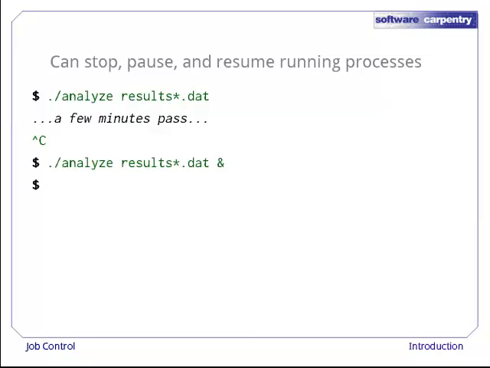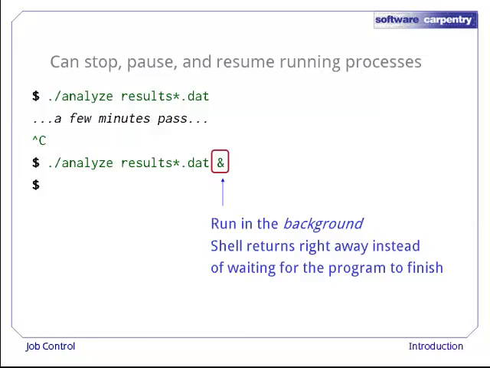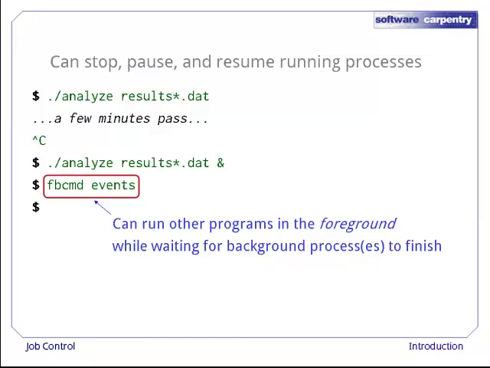Let's run that same command again, with an ampersand at the end of the line, to tell the shell we want it to run in the background. When we do this, the shell launches the program as before. Instead of leaving our keyboard and screen connected to the program's standard input and output, though, the shell hangs on to them. This means the shell can give us a fresh command prompt and start running other commands right away. Here, for example, we're checking for new Facebook events.